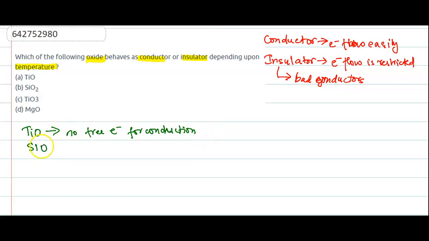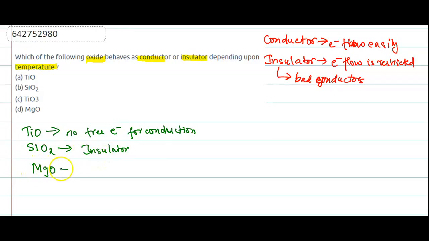Next one is silicon dioxide. Silicon dioxide is a very good example of an insulator. Here, all the electrons, there's a restriction on their flow, thus making it an insulator.